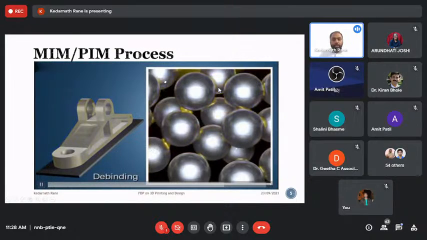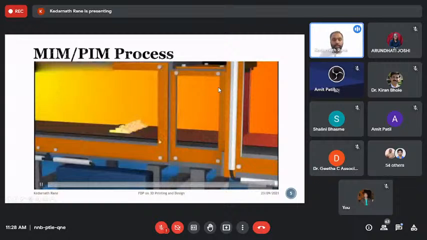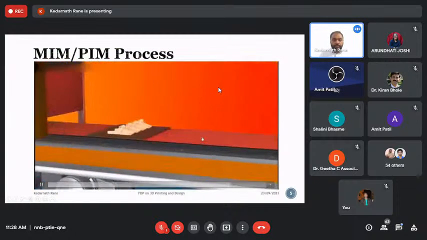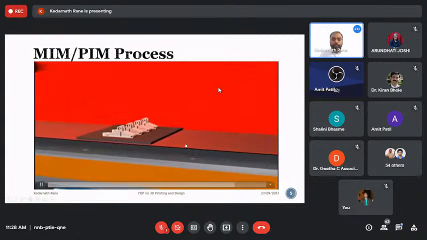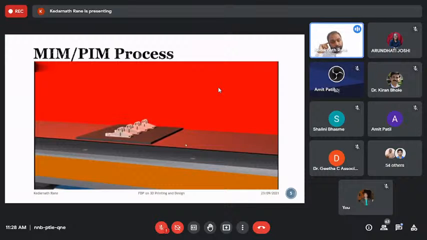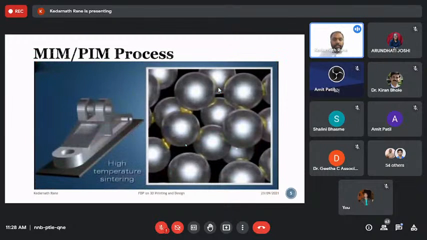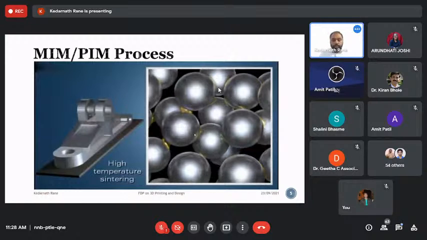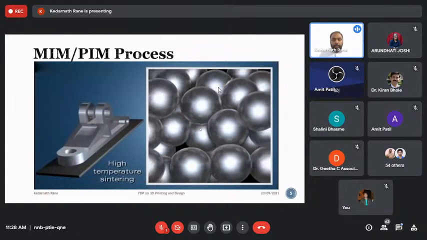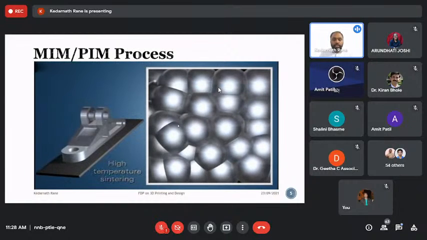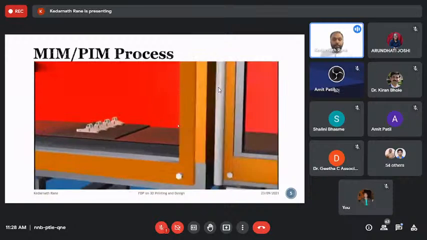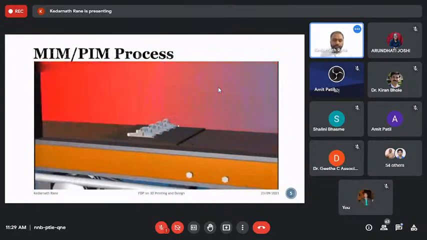During the debinding, non-metallic constituents are removed. Some of them are still there, but they are vaporized during the sintering process. Sintering is basically heating at around 0.7 times the melting point of the material. So diffusion bonding happens during the sintering process. The particles come closer to each other, and you get a dense part out of the furnace.